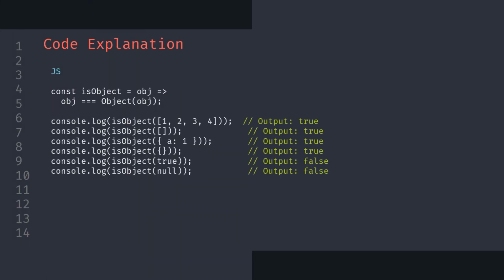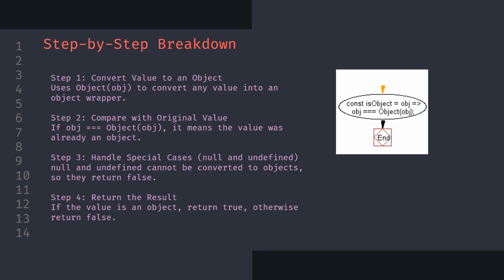This function works by wrapping the value inside Object. If the original value is already an object, it remains unchanged. Otherwise, it gets converted to a wrapped object, making the comparison return false for non-object values. This approach correctly identifies all JavaScript objects, while excluding primitive values.